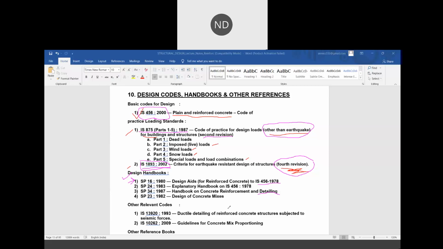Okay. So other relevant codes are what? IS 13920 1993, ductile detailing of reinforced concrete structure subjected to seismic forces. So when you have seismic forces and you have to do the ductile detailing, all the specifications are mentioned here in your IS 13920. Guidelines for concrete mix proportioning is IS 10262 2009. Okay, this you can remember. You have to remember which IS code is used for what.